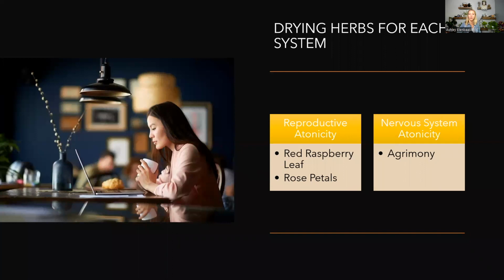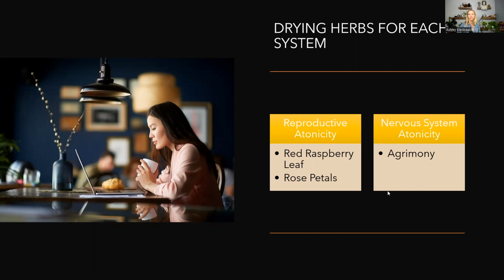What about for the reproductive system? For women who are trying to conceive or for men that are looking for more tone, red raspberry leaf and rose petals are also wonderful plants that can be taken internally as a tea, ideally.